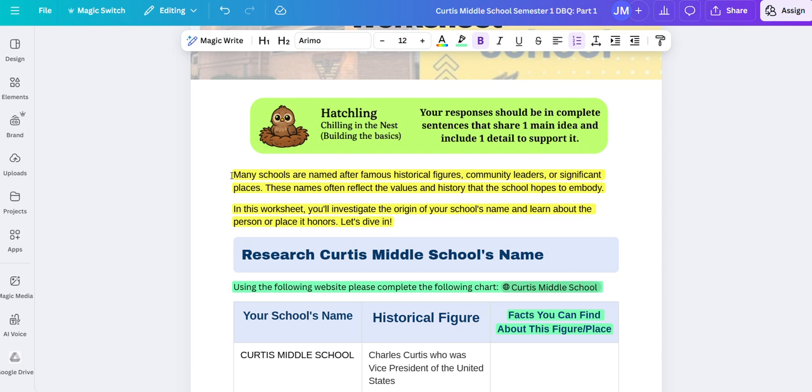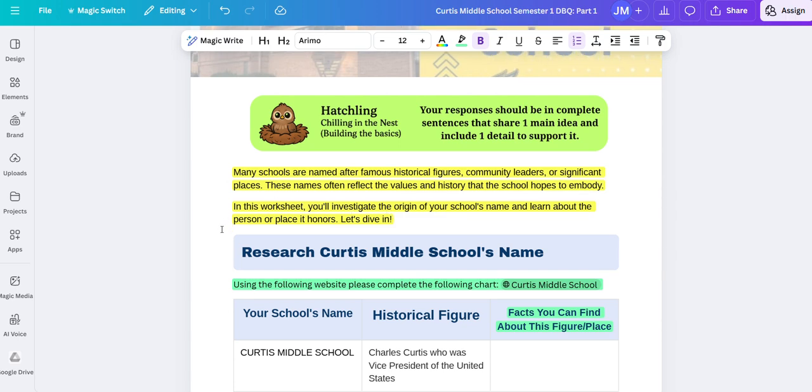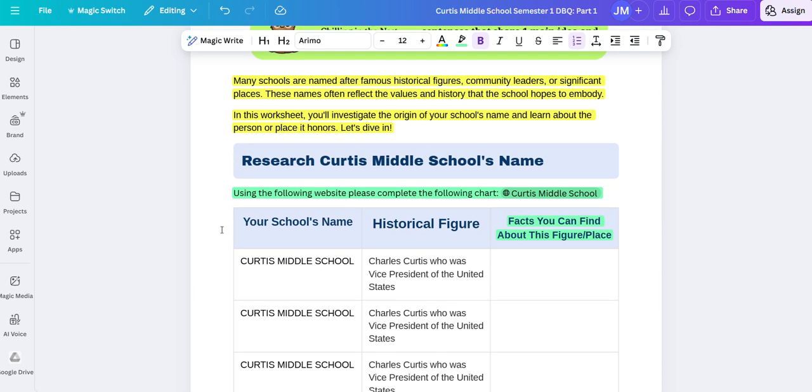So let's get started. Many schools are named after famous historical figures, community members, or significant places. These names often reflect the values and history that the school hopes to embody. In this worksheet, you'll investigate the origin of your school's name and learn about the person or place it honors. Let's dive in. So the first part is we're going to learn about Curtis Middle School.